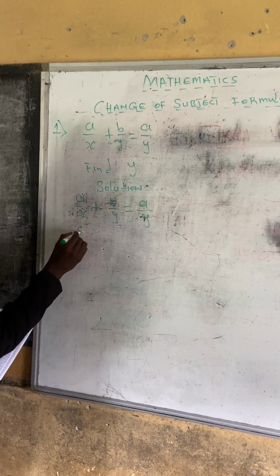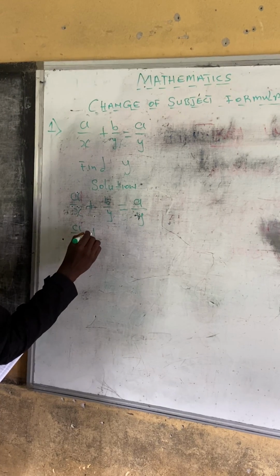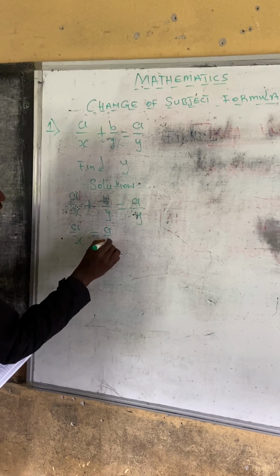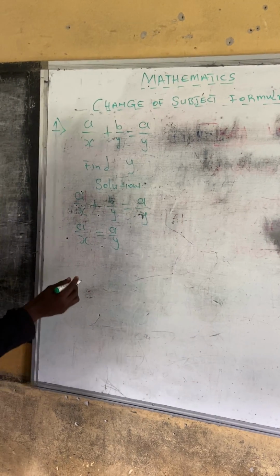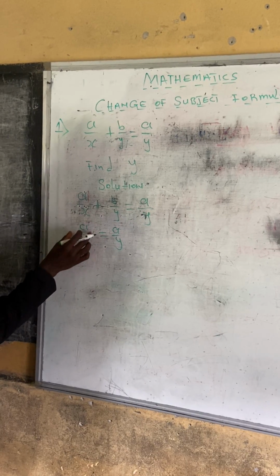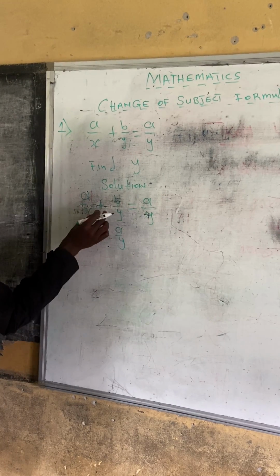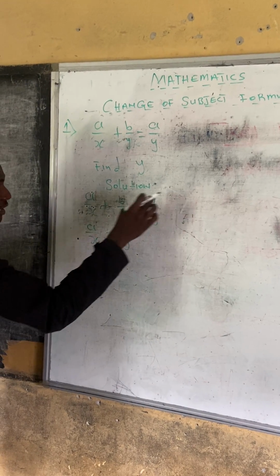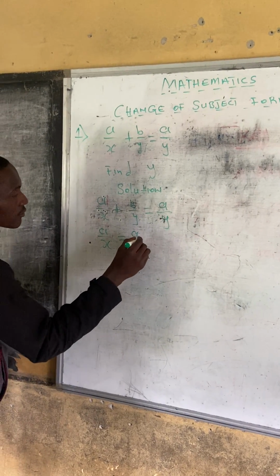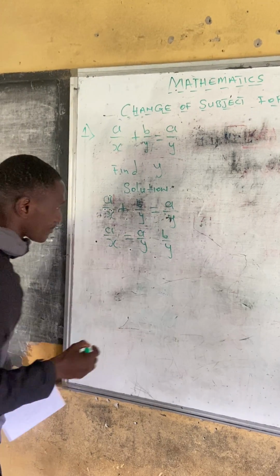So we make a all over x the subject first. Then we'll bring this one inside, equals to a all over y. This is what I just did. I write a all over x and I bring in equals to a all over y. Then I take plus b all over y outside. That is, when plus is crossing an equal sign, it changes to minus. So it will now be minus b all over y.